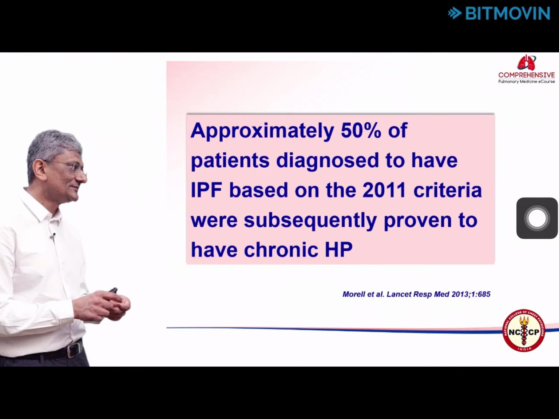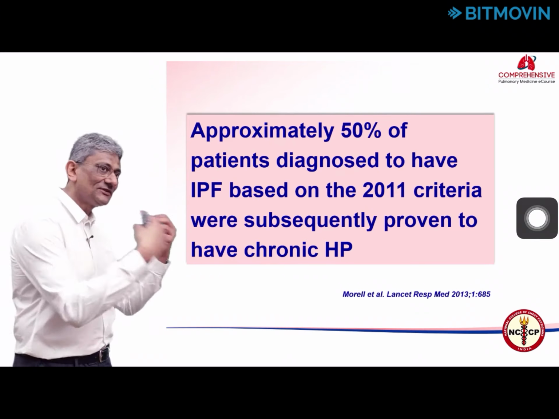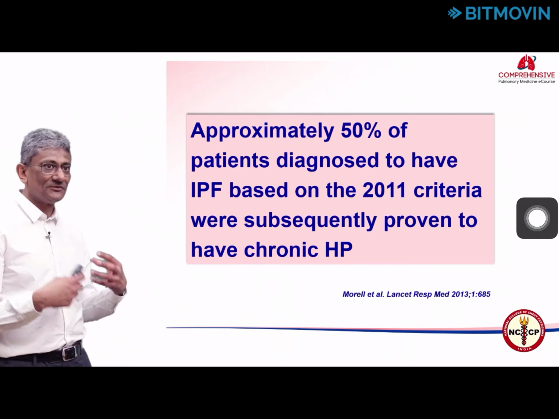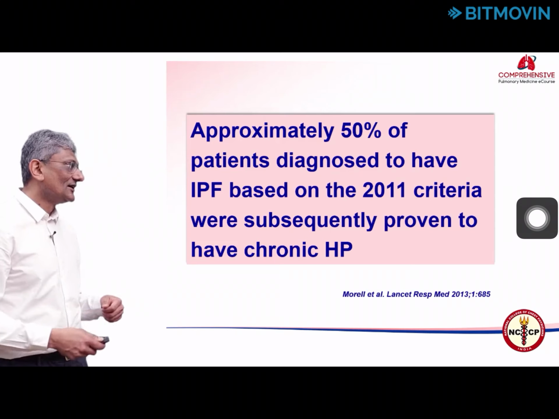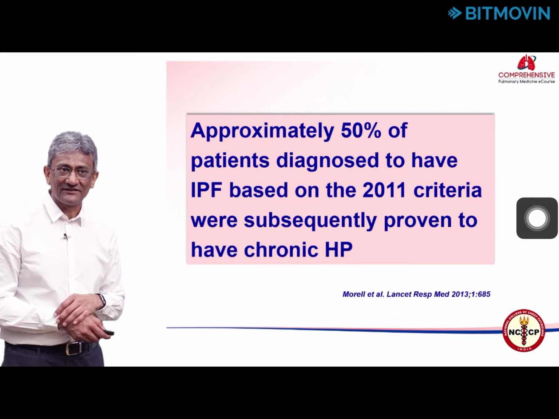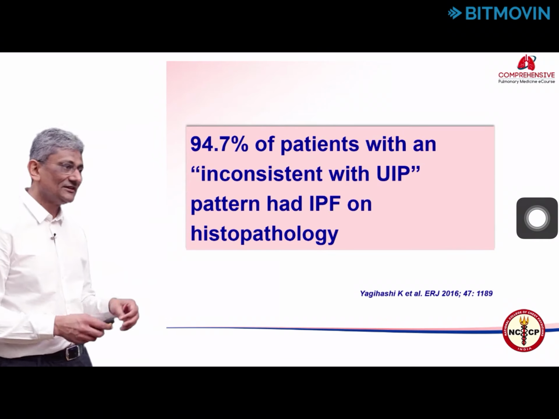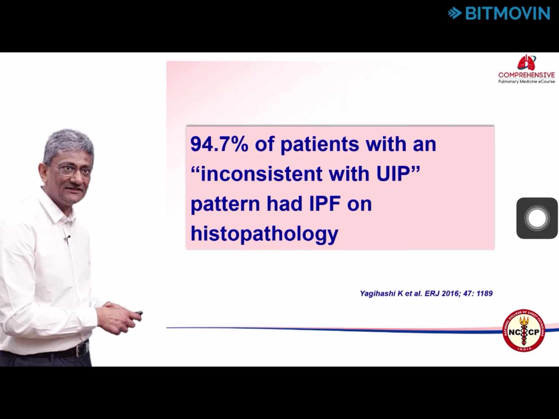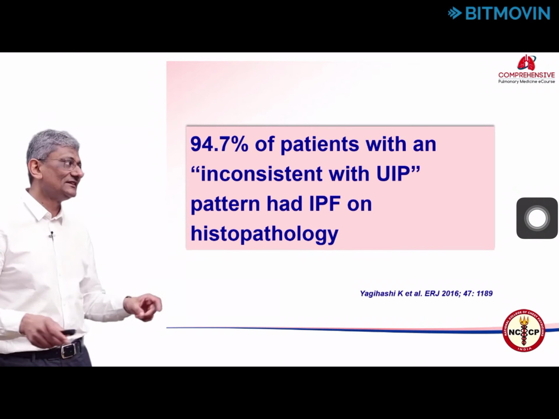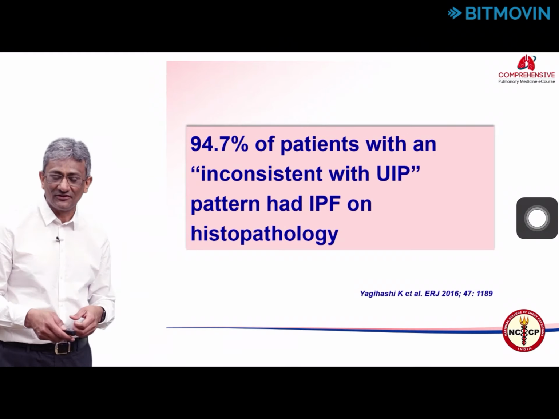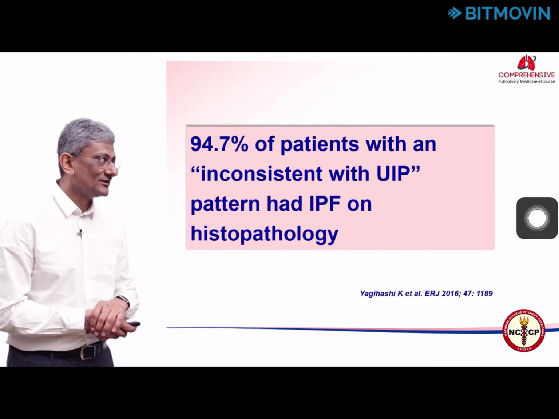So if you look at Morel's paper from Spain, they thought that even patients who have classic IPF, if they were managed or investigated aggressively, were subsequently proven to have chronic HP in their center. If you look at Yagihashi's recent paper, where he looked at the data from the earlier studies, he found that 95% of patients who had a so-called inconsistent with UIP pattern had IPF on histopathology, but then this is a highly selective group, as was the group in Morel's papers.